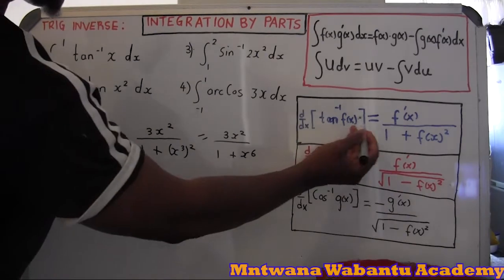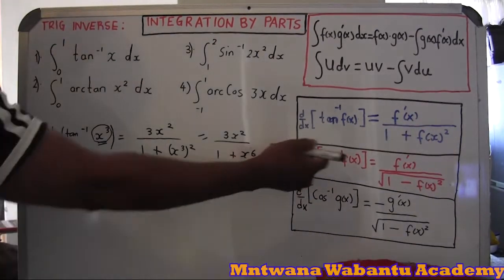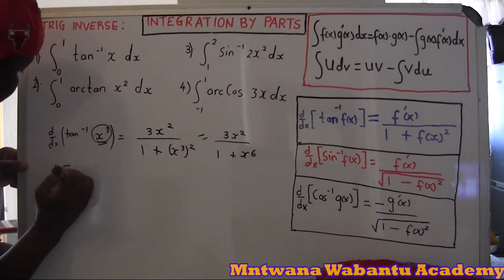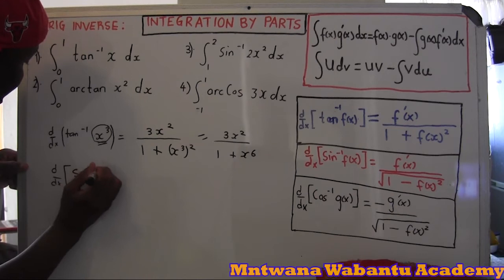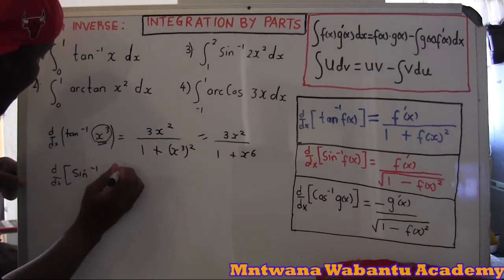So this is a formula here: you take your function, differentiate it, and put it over 1 plus the function squared. Same with sine. If somebody gives you, let's say, differentiate sine inverse of a function, let's say e to the x squared.